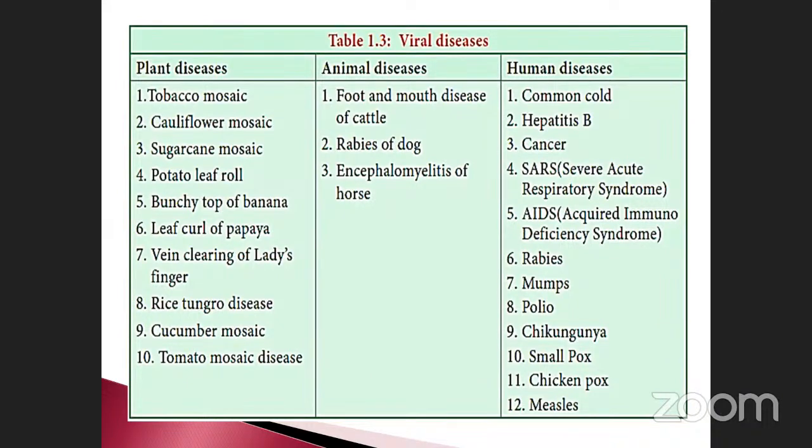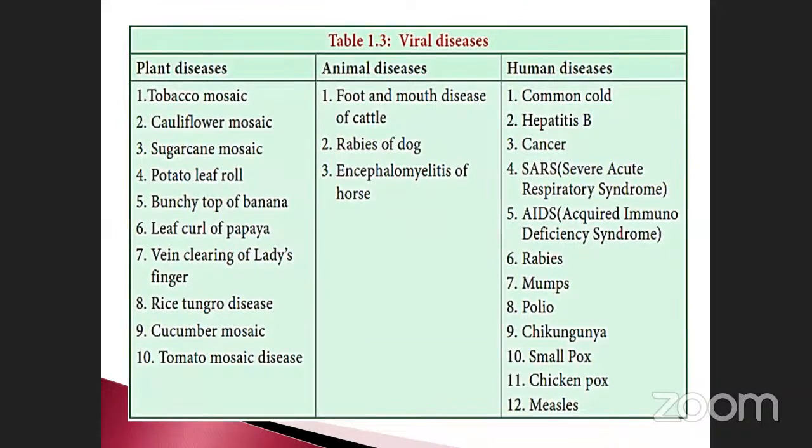Other diseases are also present. So many diseases, but here they were tabulated. The viral diseases commonly: plant diseases, these are 10, and animal diseases only 3. But human diseases, 13 have been reported. Remaining things are also present. So many things.